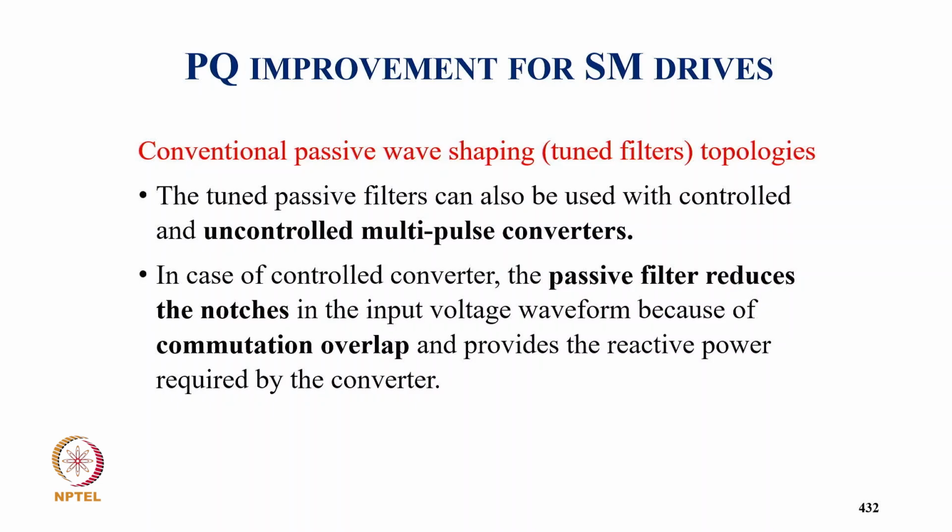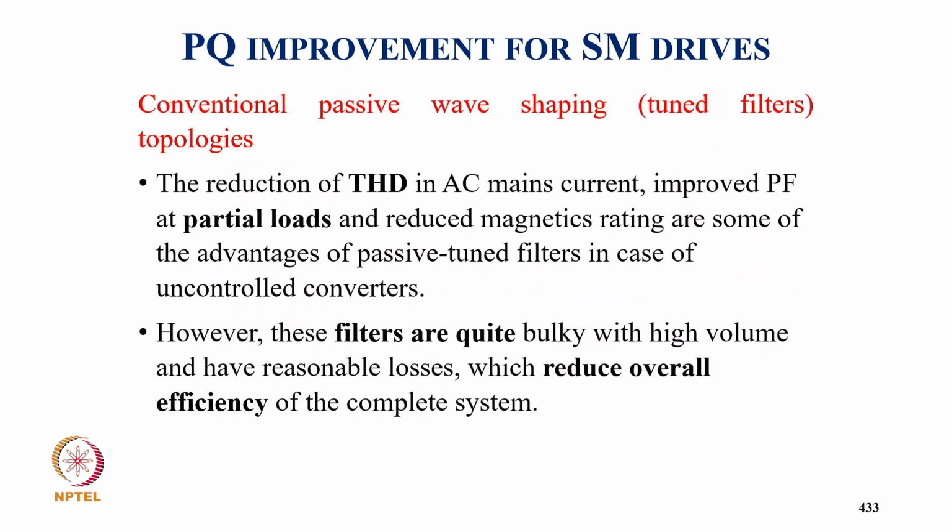Now coming to conventional passive wave shaping tuned filter topology, the tuned passive filter can also be used with controlled and uncontrolled multipulse converters. In the case of a controlled converter, the passive filter reduces the notches in the input voltage waveform because of the commutation overlap and provides the reactive power required by the converter. So the reduction in THD of AC mains current, improved power factor at partial load, and reduced magnetic rating are some of the advantages of passive tuned filters in the case of uncontrolled converters.